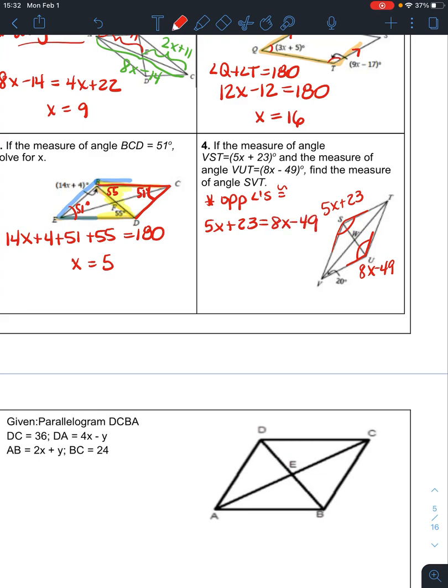And again, always label your picture. I know it takes a little bit of time, but it makes it so much easier to see what's going on. So you do your algebra, you go through, and you get that x is 24.